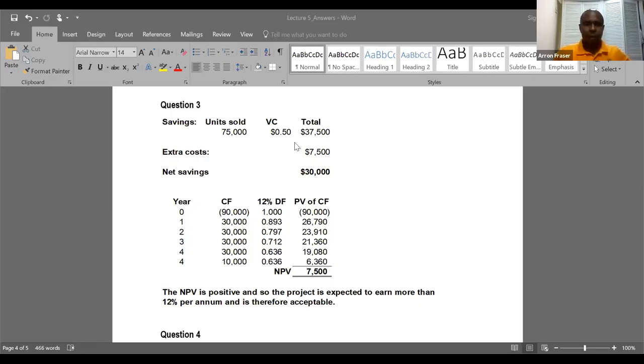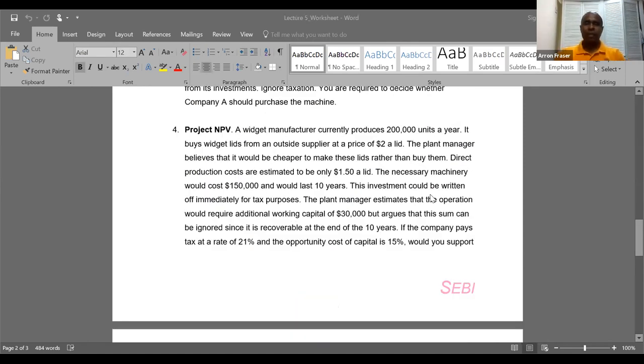So question four says, a widget manufacturer currently produces 200,000 units per year. It buys widget lids from an outside supplier at the price of $2. Production costs are estimated at $1.50 per lid. The necessary machinery would cost $150,000 and would last for 10 years. This investment could be written off immediately for tax purposes.